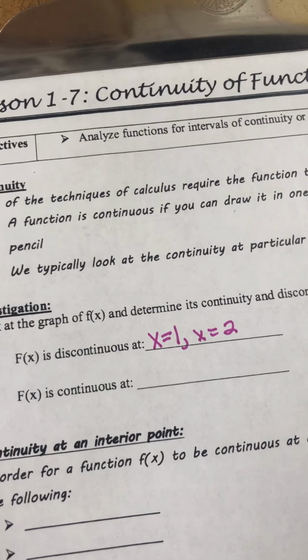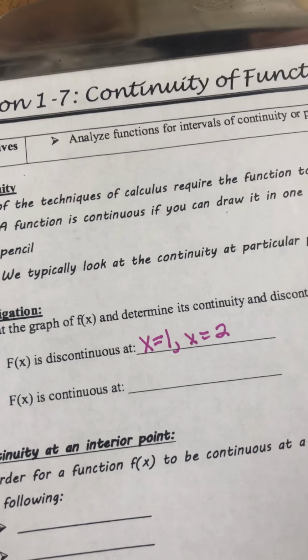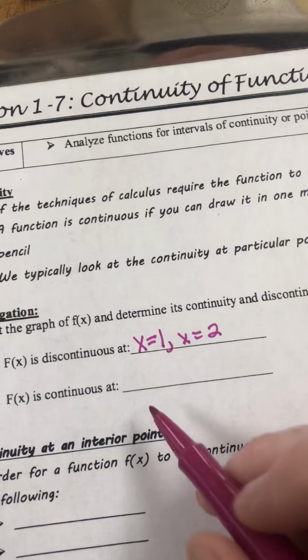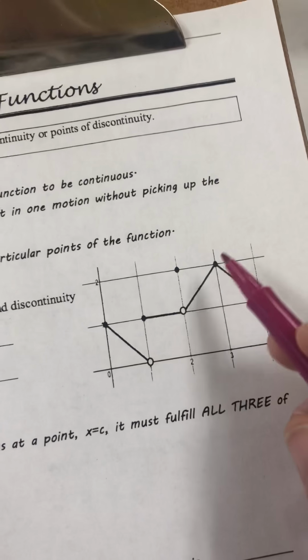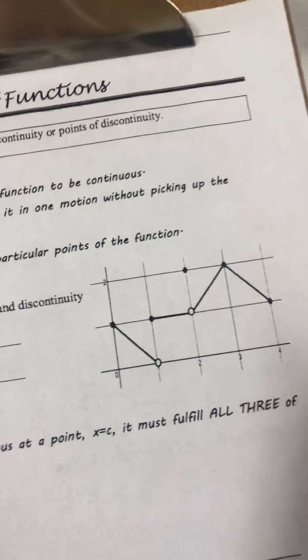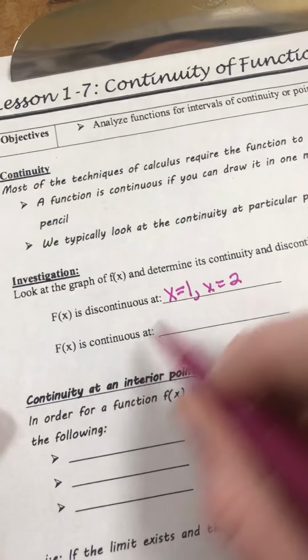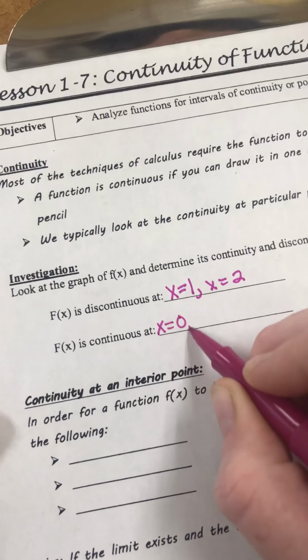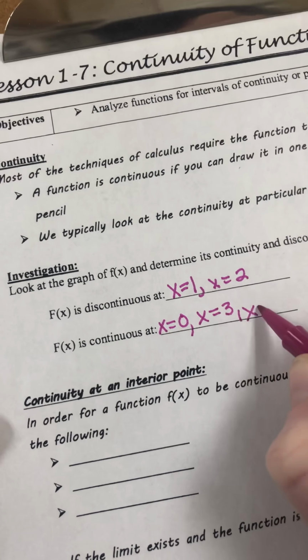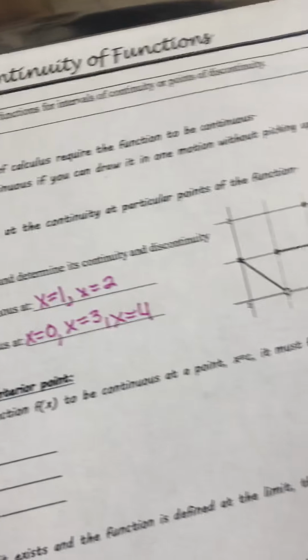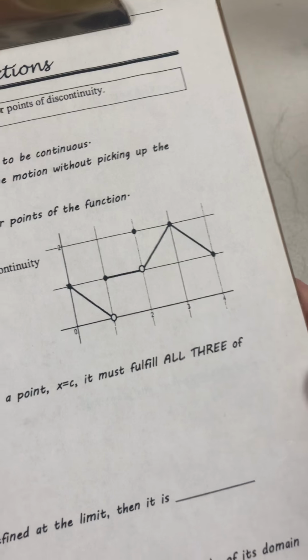Then f of x is continuous at, well, if you think of the other points of the graph, at x equals 0, it's continuous. At 3, it's continuous, and at 4, it's continuous. And then your graph stops, okay?